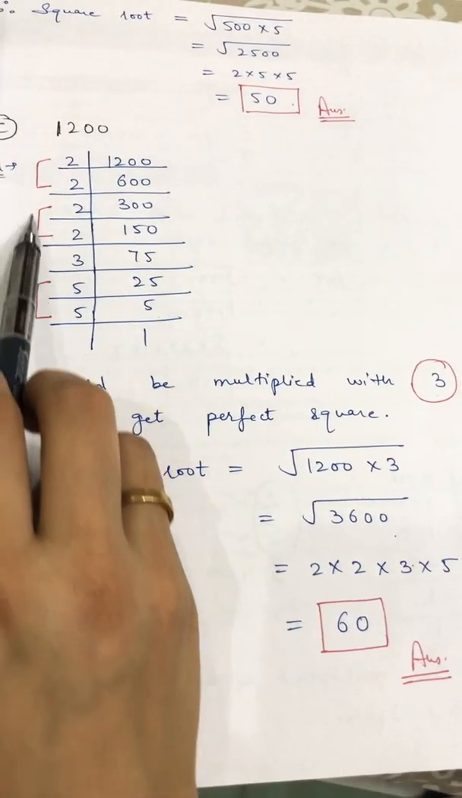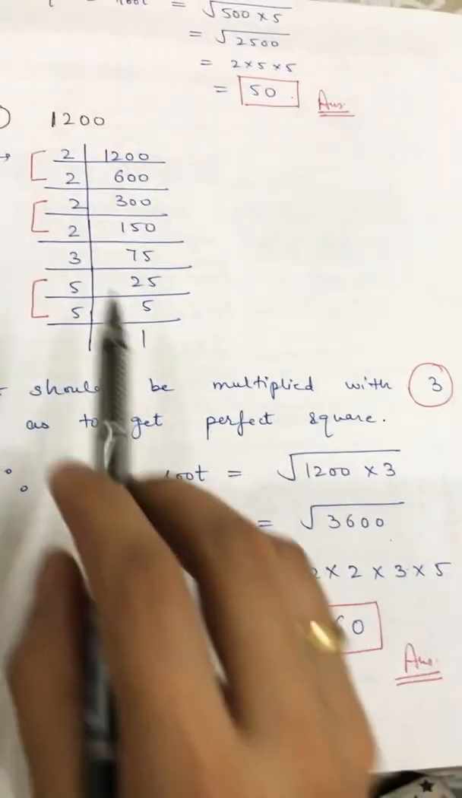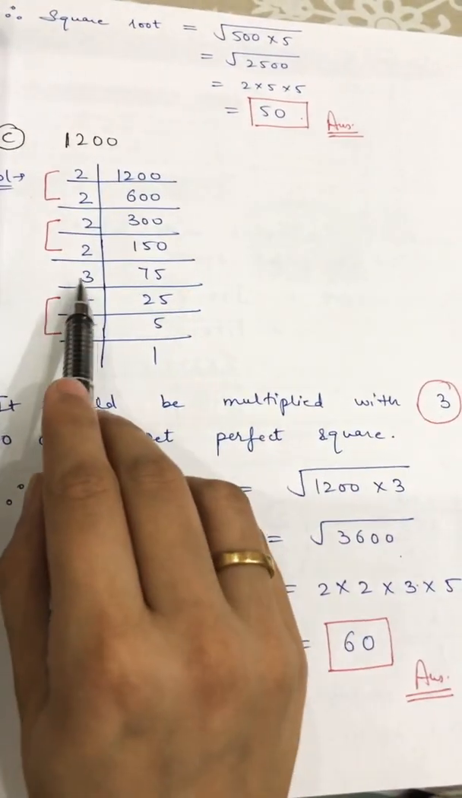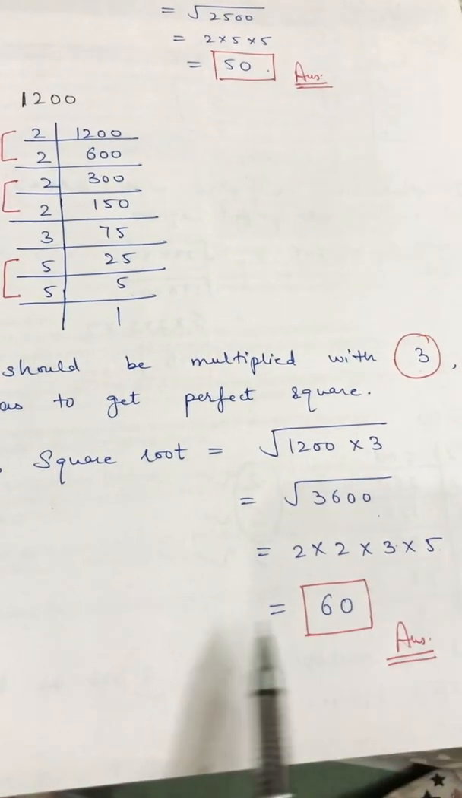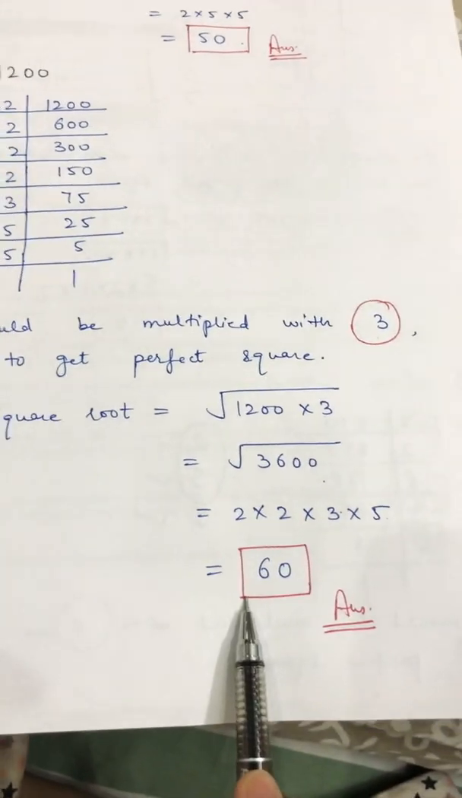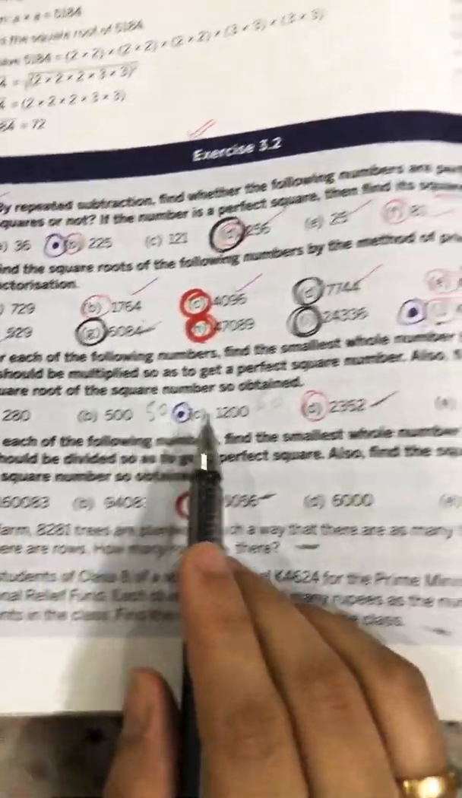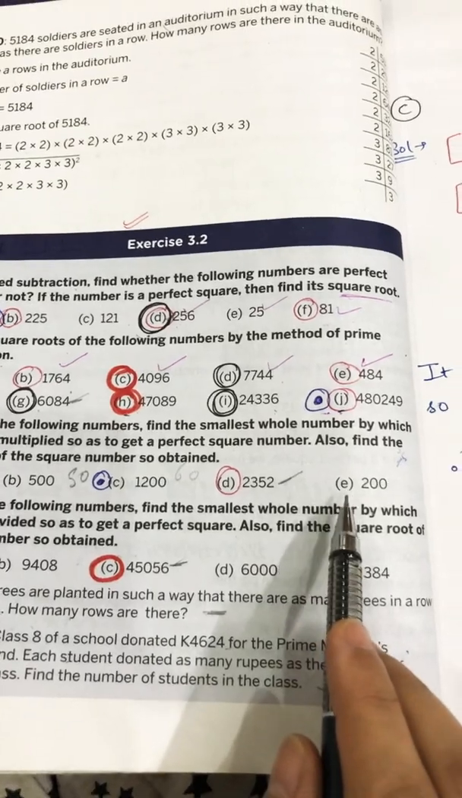So 2 multiplied by 2 multiplied by 3 multiplied by 5. Whatever pairs you are having, write down that pair, and whatever is single, after multiplication with that number, you will write that pair. Now you will get the answer 60. So these are the first 3 parts, A, B and C. Now I'm giving you parts D and E for homework.